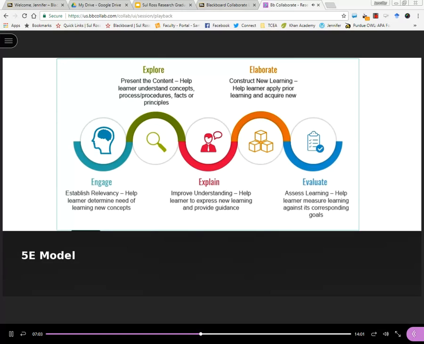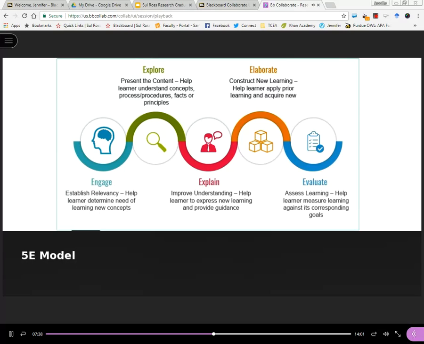The next is explain. This improves understanding. You help the learner express new learnings and provide guidance. The next one is elaborate. You help the learner apply prior knowledge and acquire new knowledge. So this kind of goes back into the vertical alignment. So we're grabbing what they've learned in the past and we're building on that foundation to show progress and to show new learning by the student.